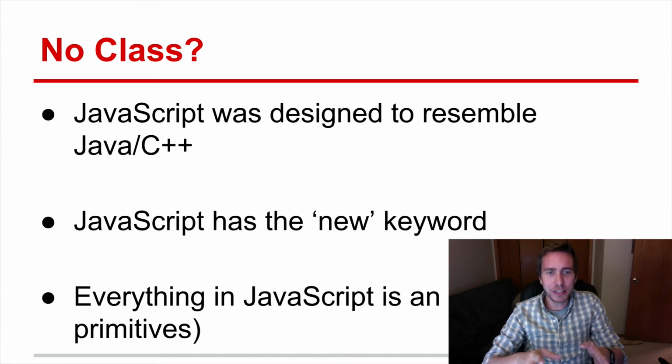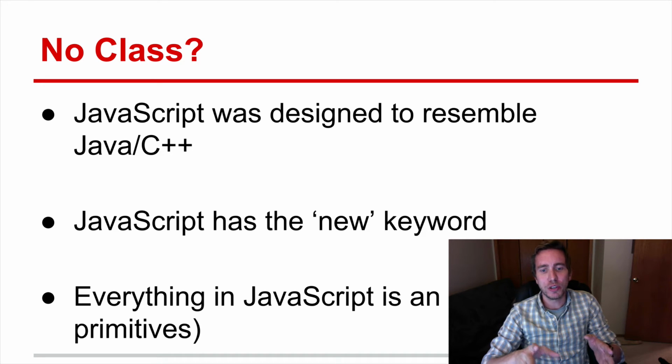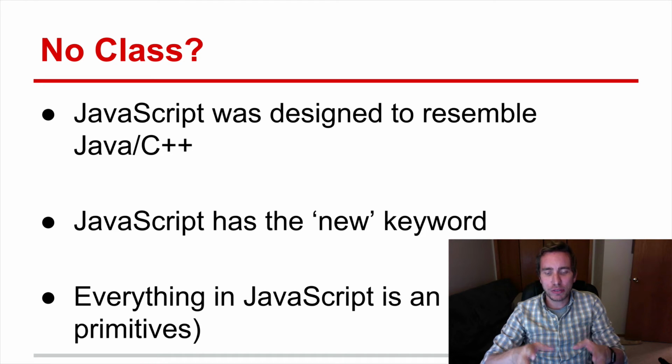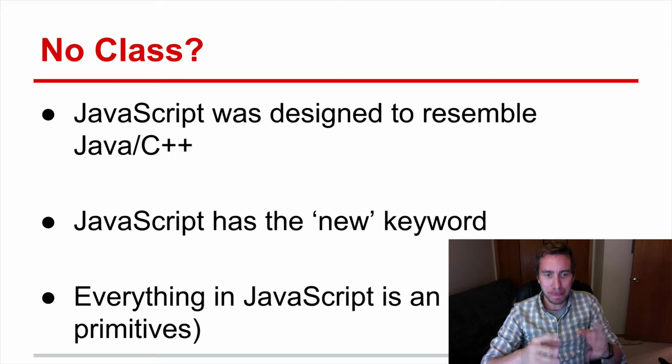But basically, as the slide mentions, when JavaScript was first being developed, the object-oriented paradigm was huge. Java and C++ were these languages that lots of people were trying to use, and they had a lot of familiarity with.